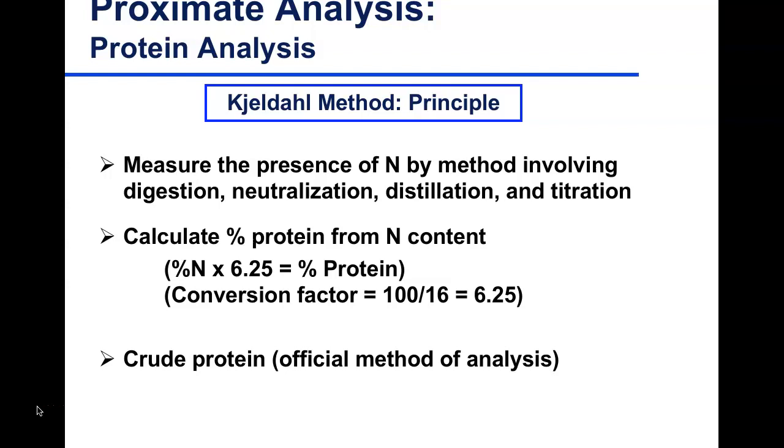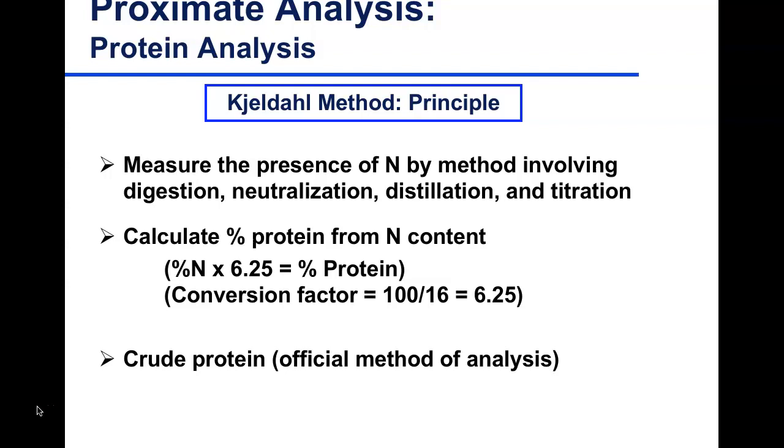And how we calculate this conversion factor: we take 100, so we're saying all the amino acids is 100%. And for the average protein, you take that divided by 16. So in 100 amino acids of that protein, 16 of them would be nitrogen, or 16 nitrogens, you get a factor of 6.25.